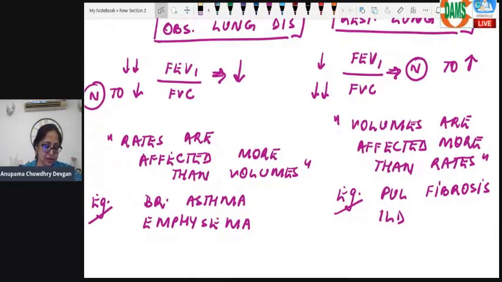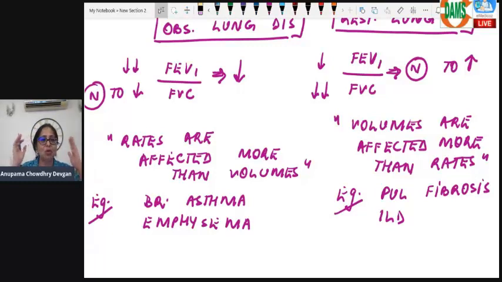This is the significance of the timed vital capacity. Please remember that the rates are affected more than volumes in obstruction. In obstructive, rates are affected. It is like the simple thing I told you: if there is a plastic pipe, water is flowing through that pipe, you put your foot, obstruct it, there is going to be a decrease in the flow rate of water. So that is obstructive lung disease. Rates are affected more than volume.